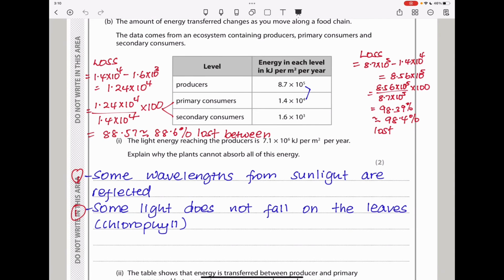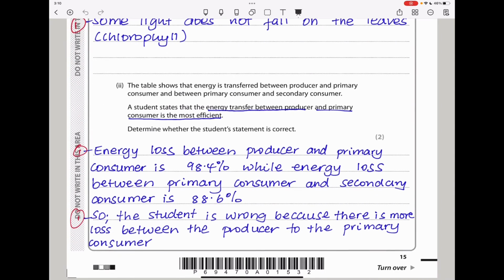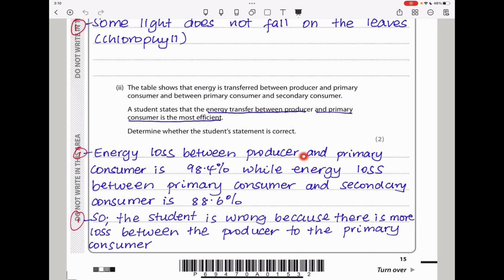So if I go back here, I show you what I wrote: the energy loss between producer and primary consumer is 98.4%, while energy loss between the primary consumer and the secondary consumer is 88.6%. Then concluding, I say, so the student is wrong because there is more loss between the producer and the primary consumer. Here you had to use evidence, do the calculation, and show evidence to show that the student was not right.